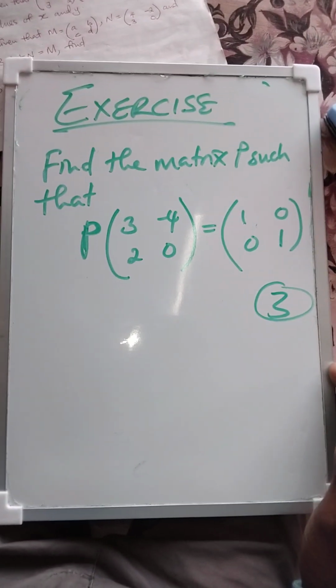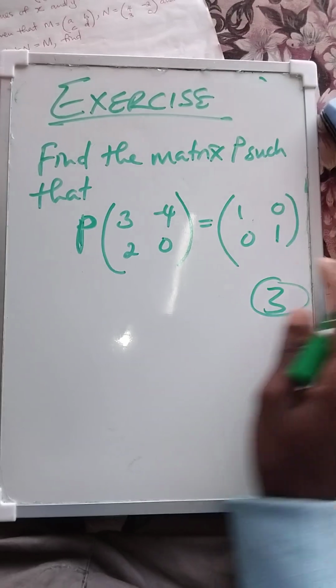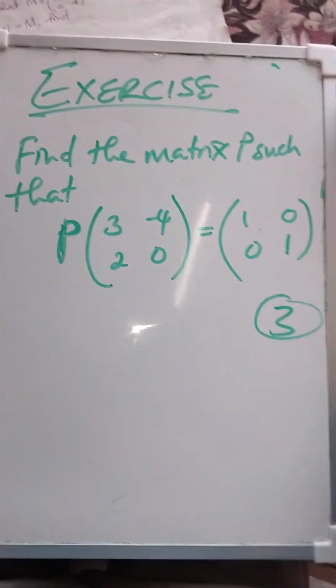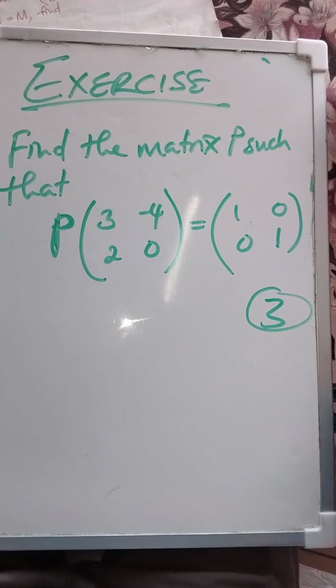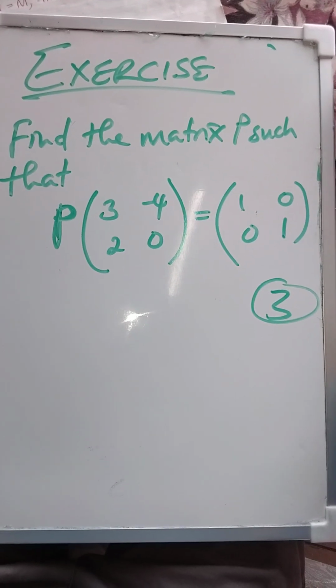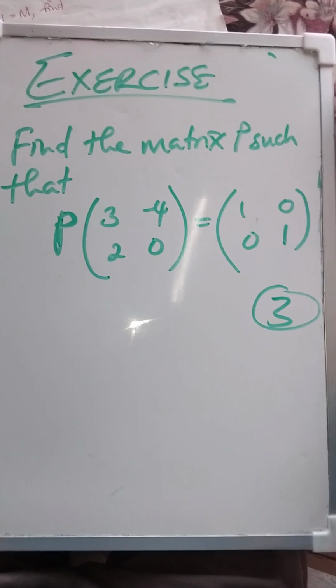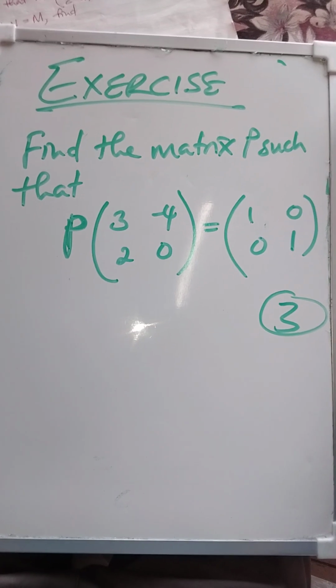Right, the exercise is this one: find the matrix P such that P bracket 0 matrix here is equal to the identity matrix, for 3 marks. Thank you.